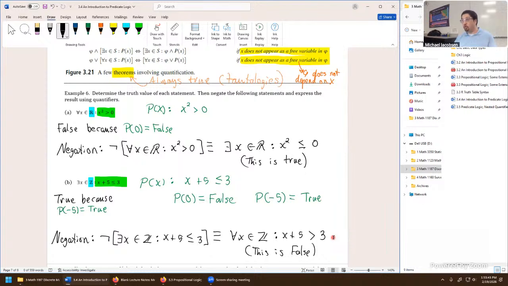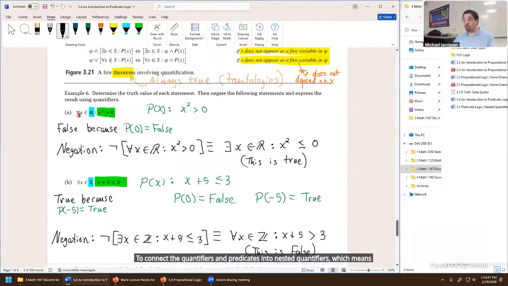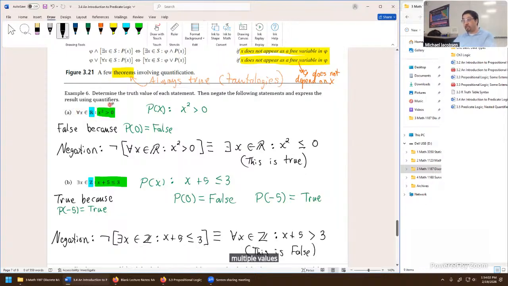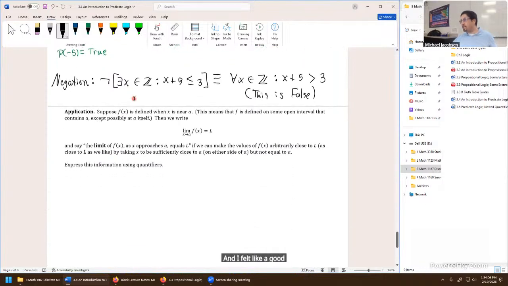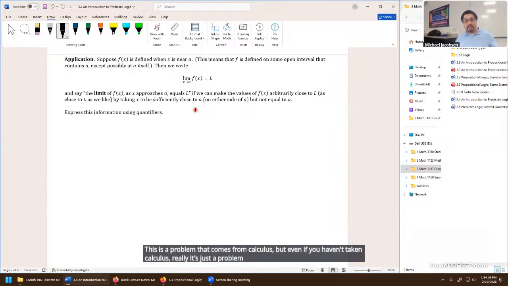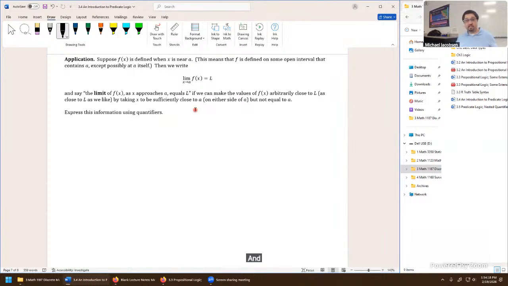Okay, I have one application down below, and the major purpose of that application is to connect the quantifiers and predicates into nested quantifiers, which means now stacking the for alls with the there exists, multiple values, before we even get to the predicate statement. And I felt like a good hook for that would be this problem. This is a problem that comes from calculus, but even if you haven't taken calculus, really it's just a problem involving a graph and a couple predicate statements.